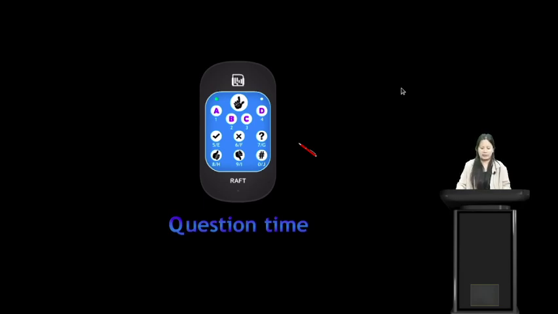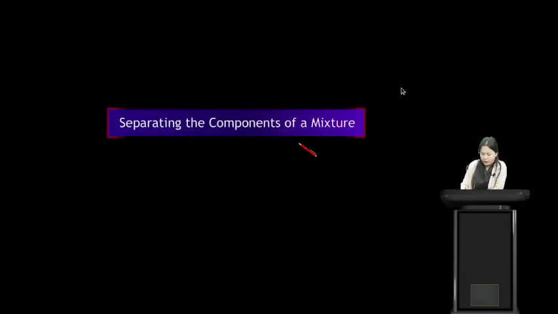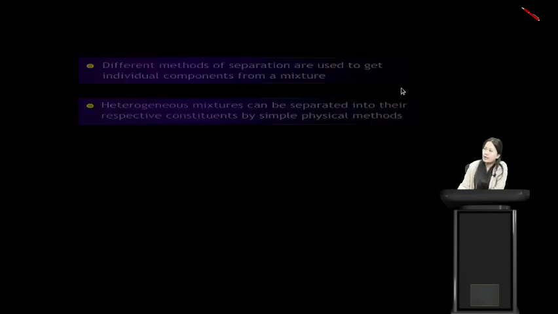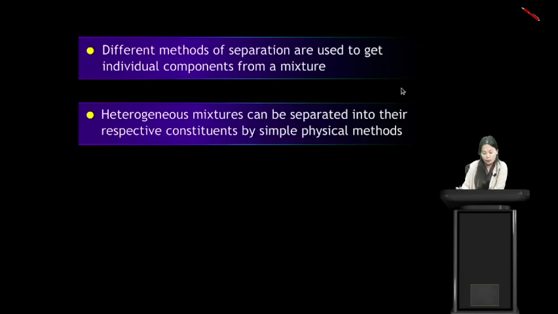So now let us see separating the components of a mixture. How do we separate the components of a mixture? Different methods of separation are used to get the individual components from a mixture. Heterogeneous mixtures can be separated into their respective constituents by simple physical methods. So what are these simple physical methods? We will look into them one by one.